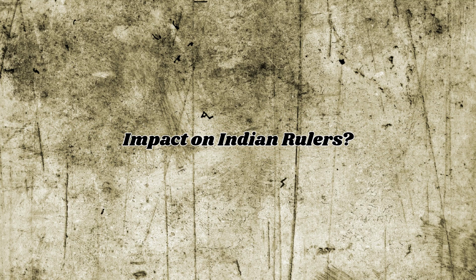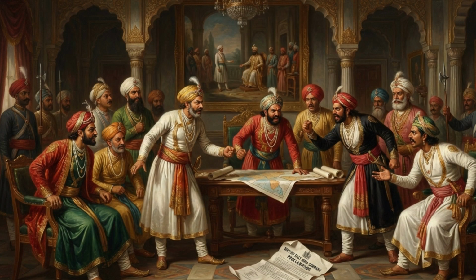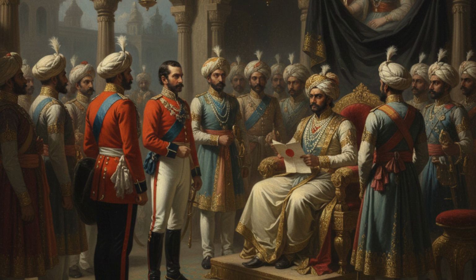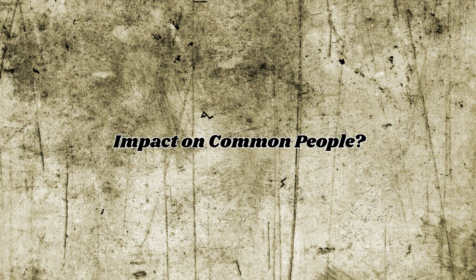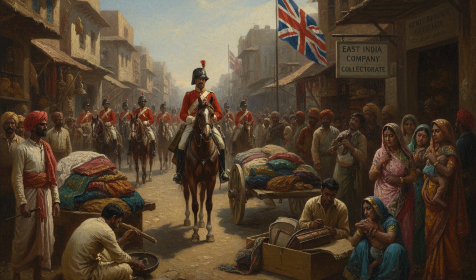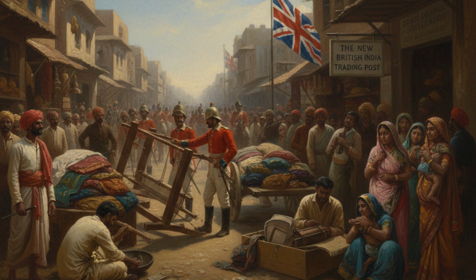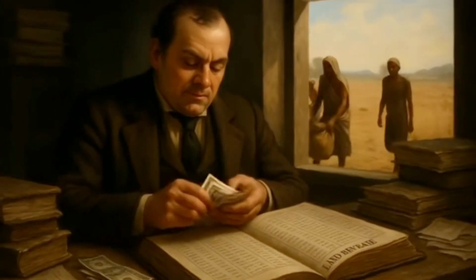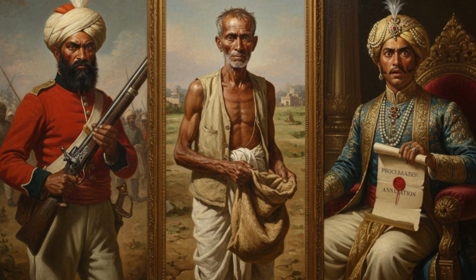Impact on Indian rulers. Indian kings and princes became very angry and insecure. They feared that after their death, their kingdoms would also be taken away. Even loyal rulers started losing trust in the British. Impact on common people. The people of these states were also unhappy. When the British took control, traditional systems changed. Taxes often increased, local customs were ignored. This created resentment among soldiers, farmers, and nobles.